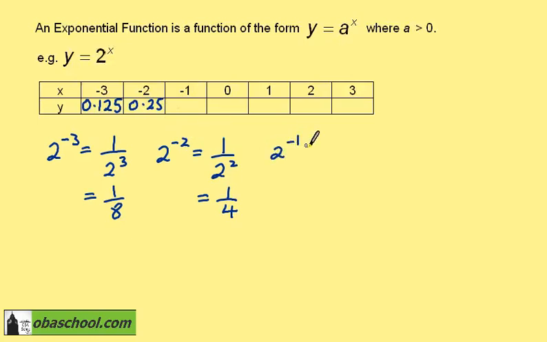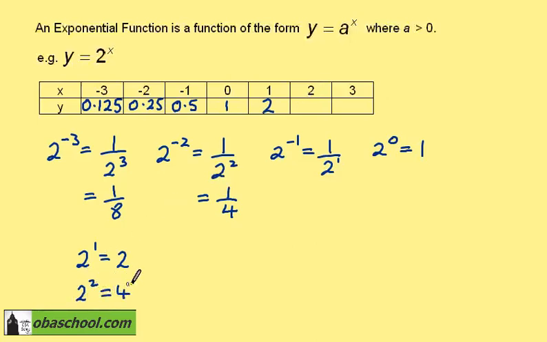For minus 1, we have 2 to the minus 1, which is 1/2. This is 0.5. If x is 0, 2 to the 0 is 1, and indeed anything to the power 0 is 1. 2 to the power 1 is of course just 2. 2 squared is 4. And 2 cubed is 8.